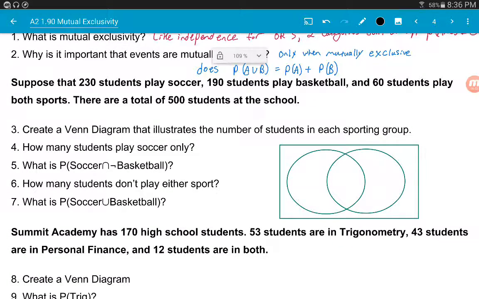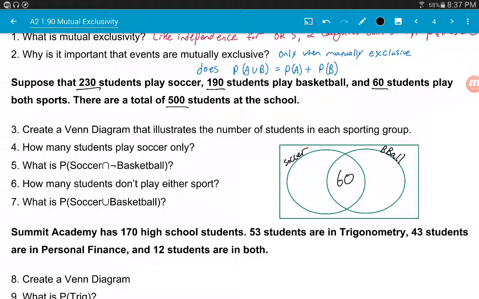We always place the middle first. There are 230 students that play soccer, 190 that play basketball, 60 students that play both sports, and a total of 500 students at the school. If I'm looking at this Venn diagram, let's say this circle is soccer, and this circle over here is basketball. There are 60 students that play both, so that's the number you put down first.